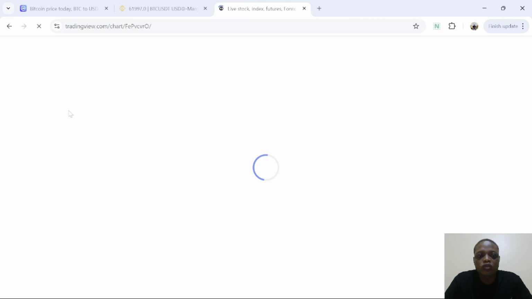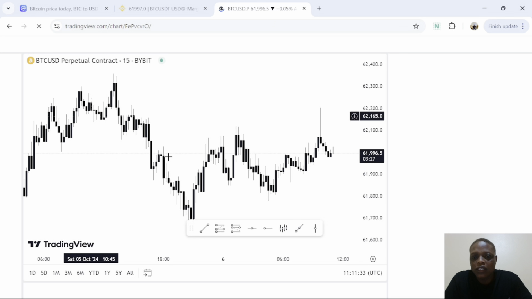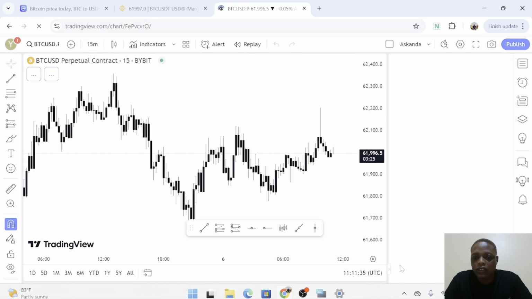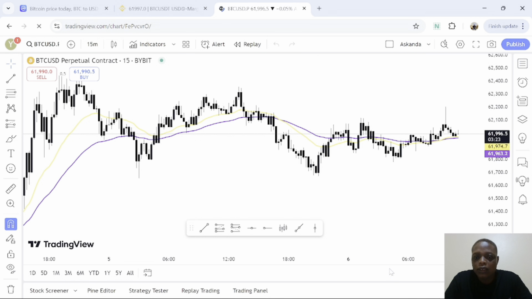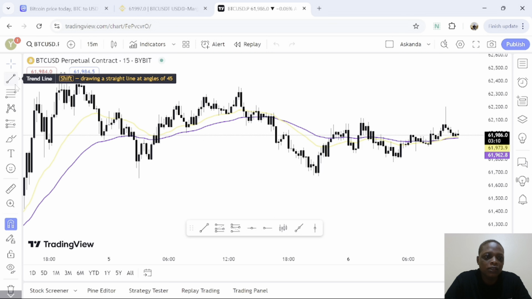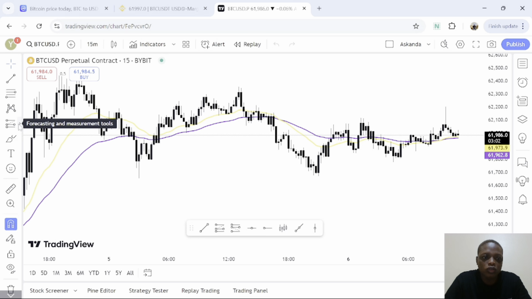After clicking on super chat, the most important thing here is for us to add our technical analysis tools. To add the technical analysis tools, just look at the left hand side of TradingView. The first one, we have the cursors, trend line, Fibonacci retracement, XABCD patterns. We have long position and short position, that's the forecasting and measurement tools.